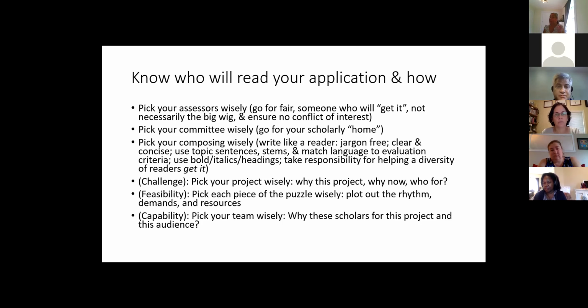Again, you're going to have lots of different people reading this, so keep it jargon free. It's very hard sometimes to see your own jargon. This is why we need a diverse group of folks who can look at your application before you actually hand it in. If you have key terms, they need to be very well spelled out. And if you don't have the space to spell them all out, get rid of them.